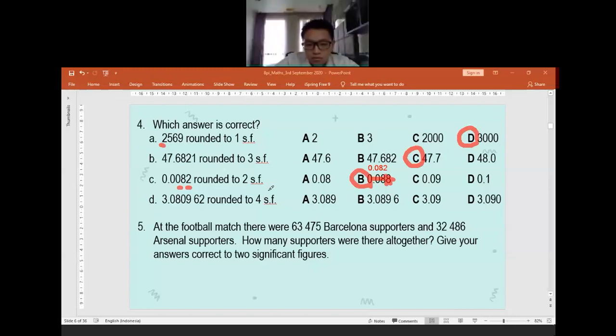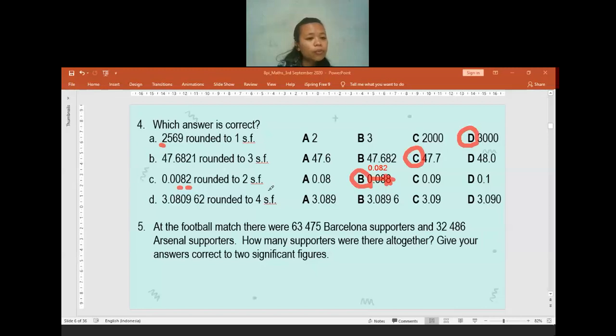Is there anyone who is still confused? No? Okay. If you have no question, I will move to the question D. For the question D, we have this number and we have to round off correct to 4 significant figures. So which letter will it be? The answer A, B, C, or D? Which one is the answer?